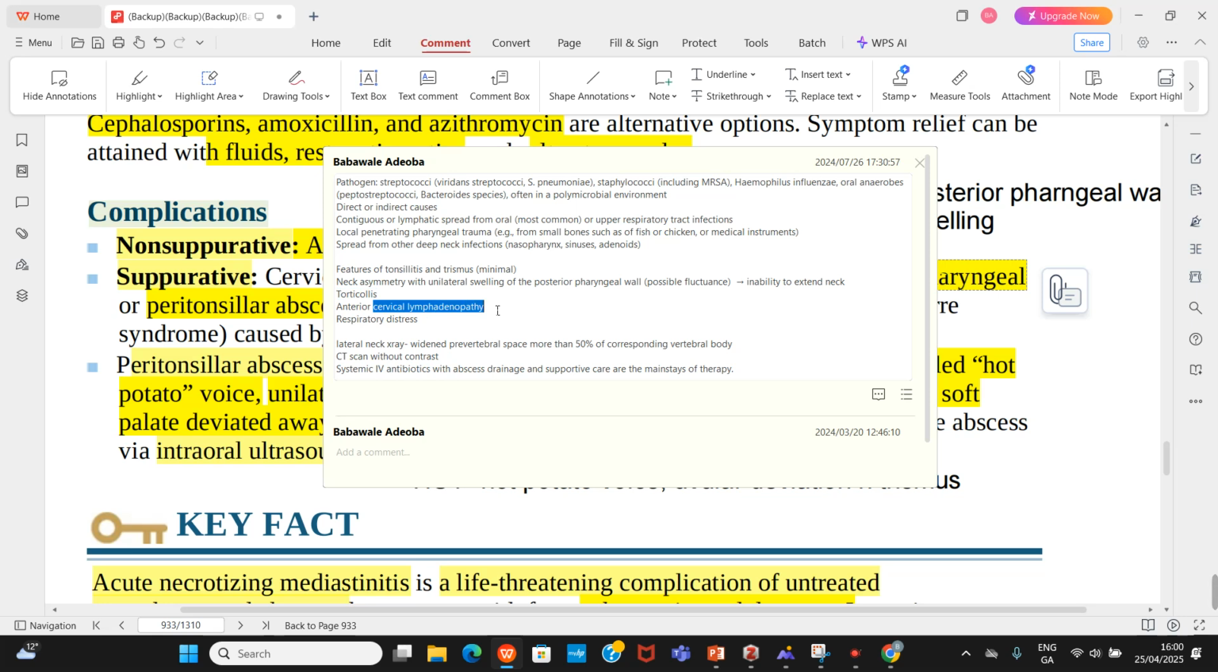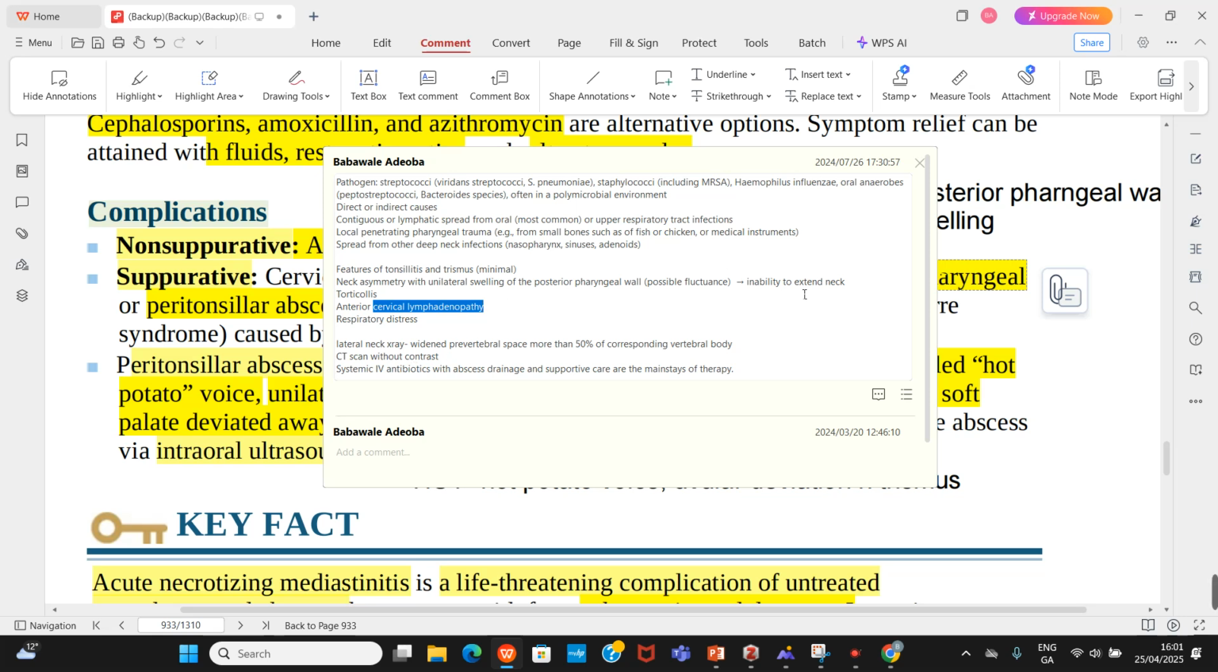They can tell us that the person is having a hot potato voice. The person is going to be talking as if there's a hot yam in his mouth. The person cannot extend the neck, has difficulty swallowing, dysphagia, painful swallowing, odynophagia. With all this presentation, think about retropharyngeal abscess.